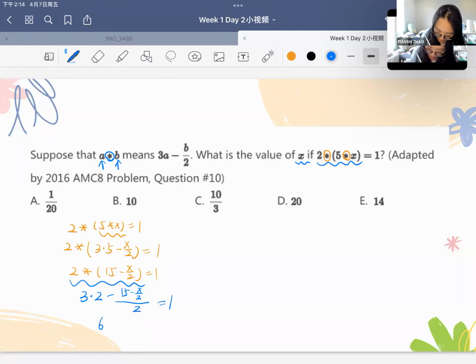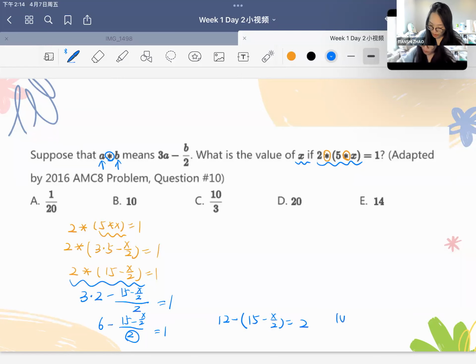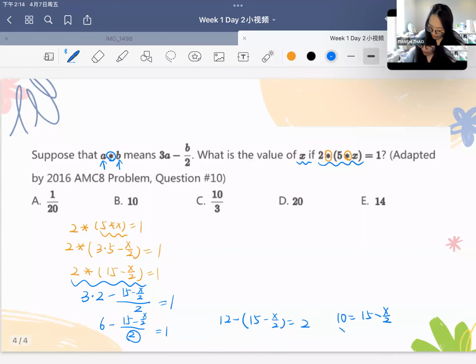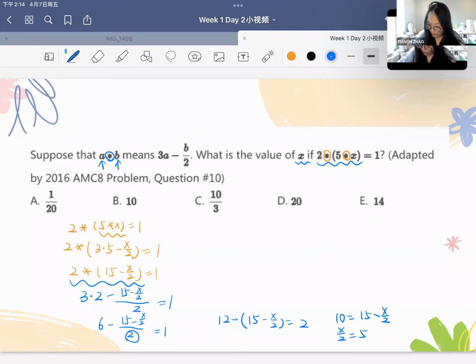So here we have 6 minus, and then this part equals 1. So first of all, we can multiply 2 on both sides of the equation to get rid of the fraction. So here we will have 12 minus, and then we need to add the parentheses by ourselves, equals 2. And then we can move the terms around. So 10 equals 15 minus x divided by 2. So we will have x divided by 2 equals 5. So the value of x equals 10.